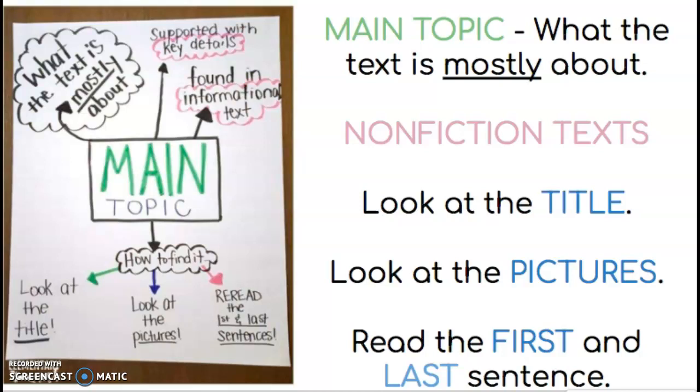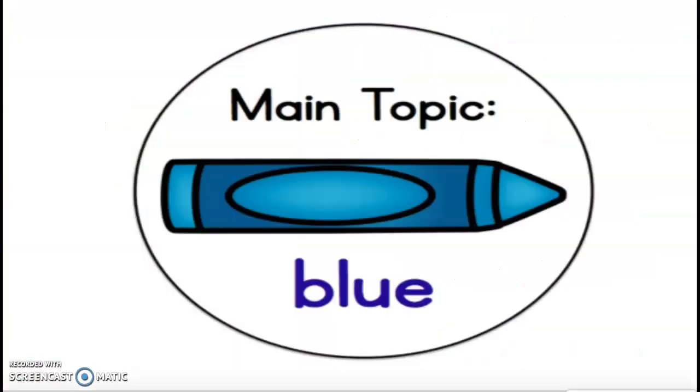So how are we going to find the main topic? Well, in order to find the main topic, we're going to look at the title, we're going to look at the pictures, and we're going to read the first and last sentence one more time. So we'll do those things to help us find the main topic. So we're going to start by me giving you a topic, and we're going to brainstorm some details to go along with that topic. So the topic that we're going to look at is blue.